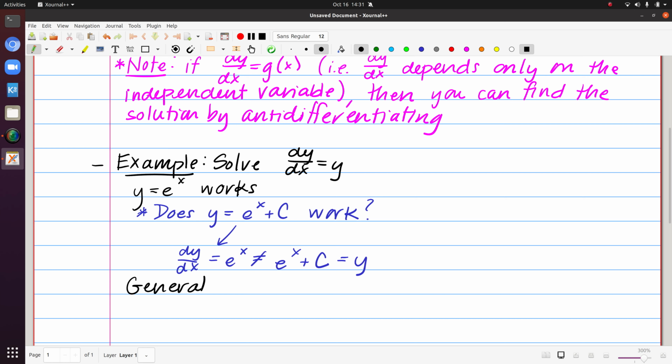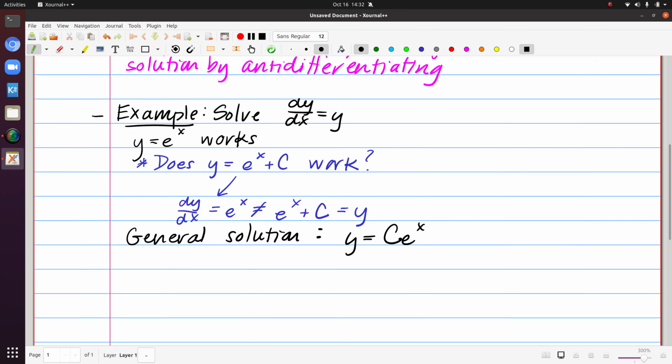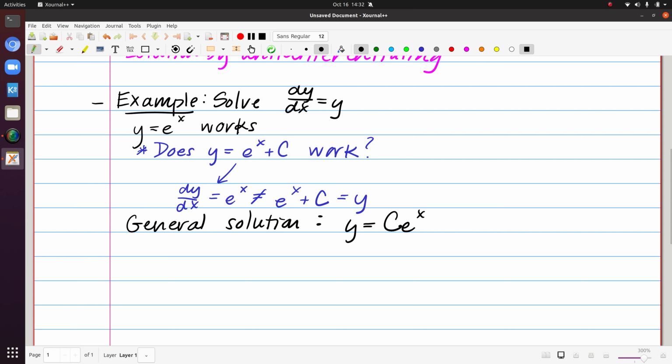So a more general solution would be y equals c e to the x. Because here, if you take the derivative of this, you always end up with c e to the x. And notice it's more general. When c is 1, we get the very specific example I came up with above. And so this is going to be our general class of solutions here.